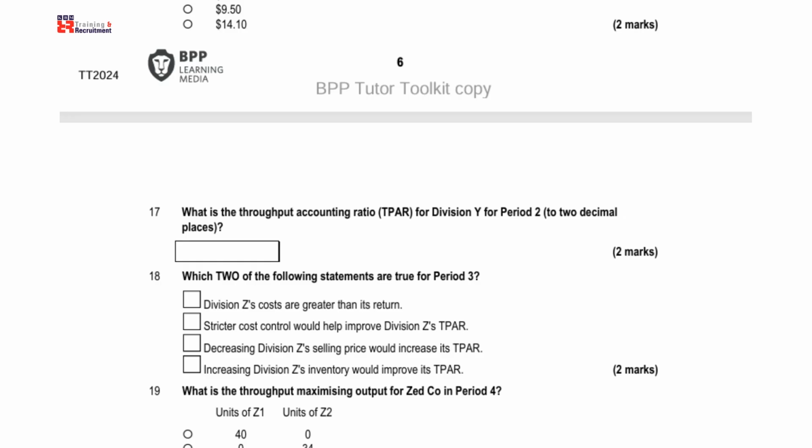Next one. What is the throughput accounting ratio? TPAR. Remember the formula? Return per factory hour divided by cost per factory hour. A ratio of more than one means you expect higher return compared to the cost. So that is the formula you're going to apply for division Y, period 2.